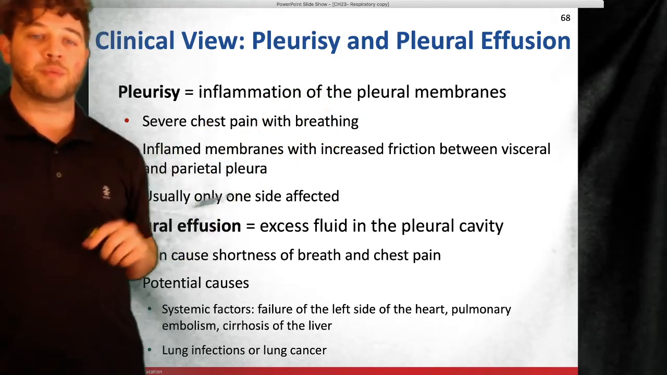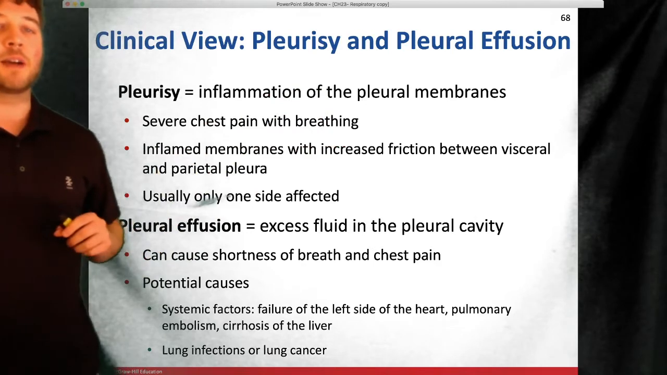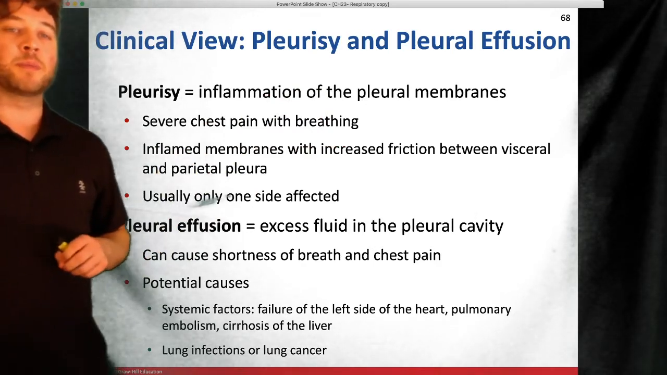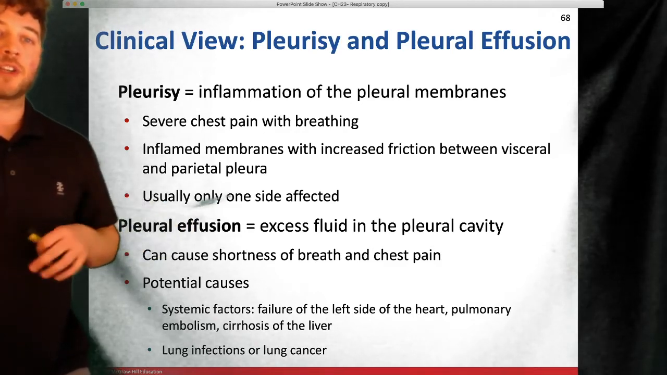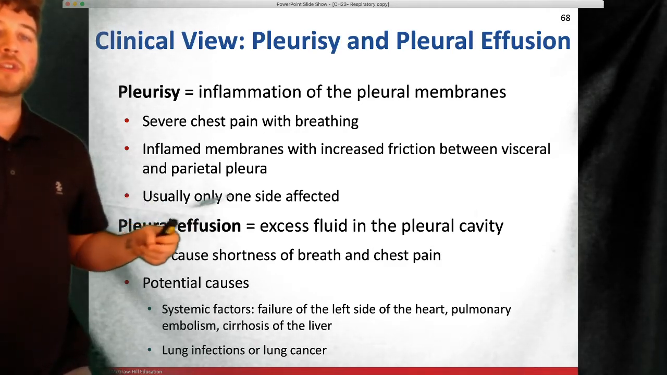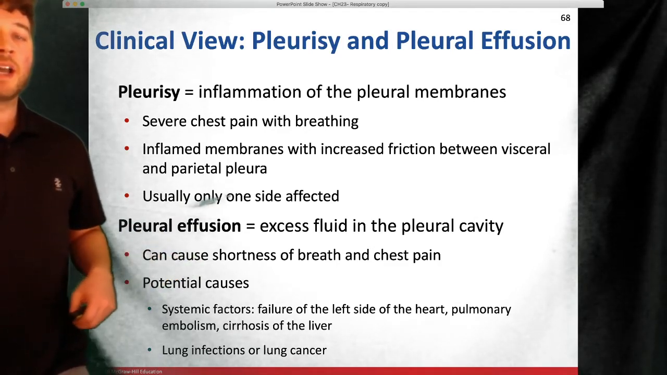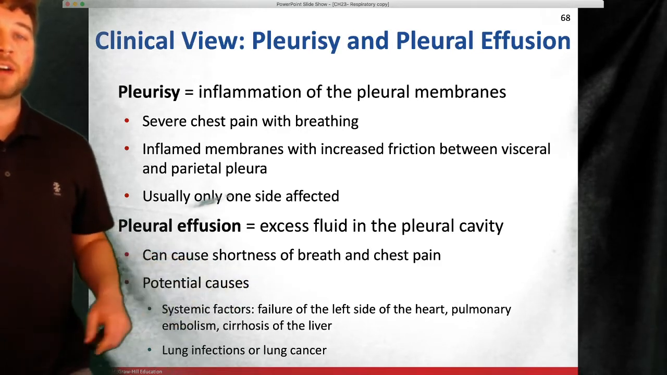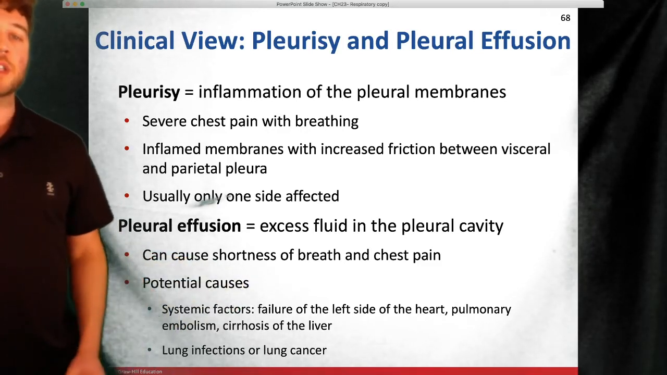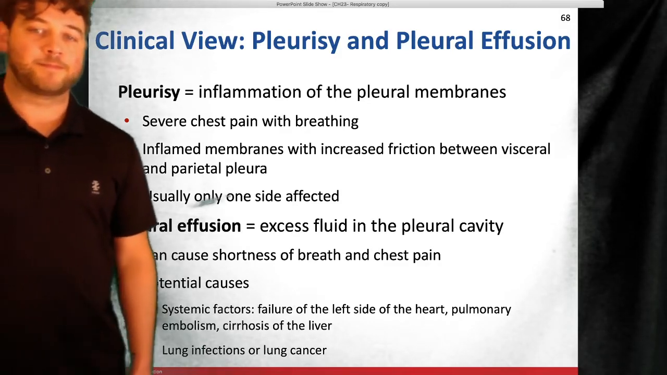Pleurisy is an inflammation of the pleural membranes. It causes severe chest pain when breathing, as inflamed membranes increase friction between the pleural membranes. Usually only one side is affected because they are independent of each other. Pleural effusion is excess fluid in the pleural cavity, causing shortness of breath and chest pain. Potential causes include systemic factors: left side heart failure, pulmonary embolism, cirrhosis of the liver, lung infections, or lung cancer.